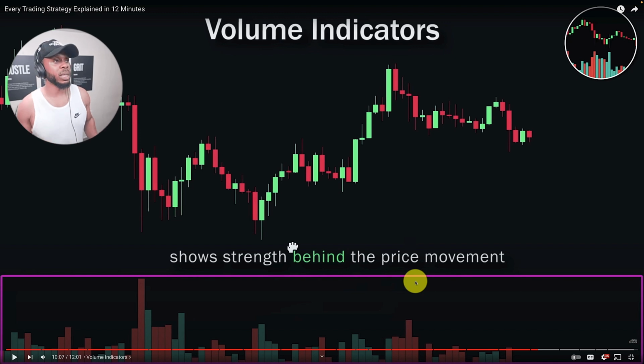It gives them extra confirmation, especially for those who trade Wyckoff and stuff like that. But for me, I stay away from volume indicators. It don't really mean much to me. I'm also looking at these fair value gaps in here, order blocks and stuff like that. I'm not necessarily looking at these volume indicators.